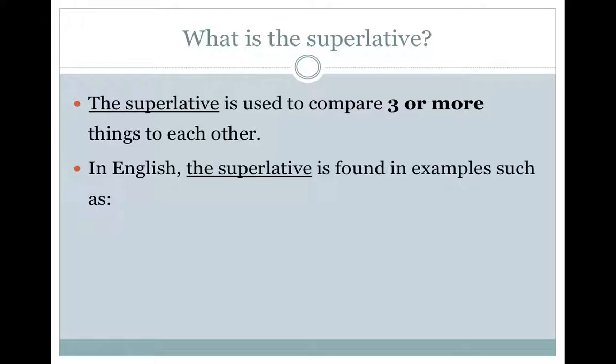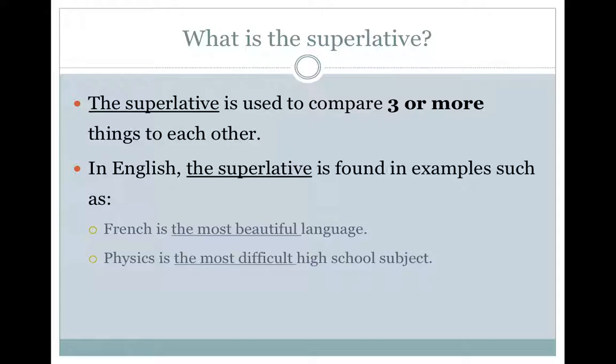So in English, we find examples of the superlative in sentences like French is the most beautiful language. You're not saying French is more beautiful than English. You're not comparing one to another. You're saying kind of like out of all the languages in the world, French is the most beautiful.